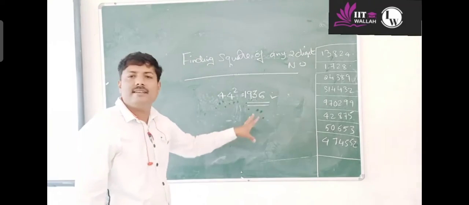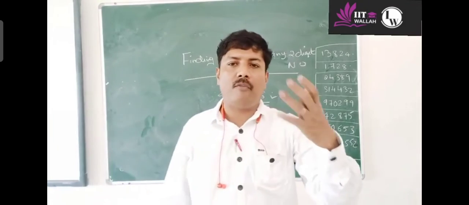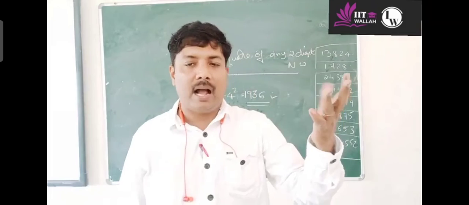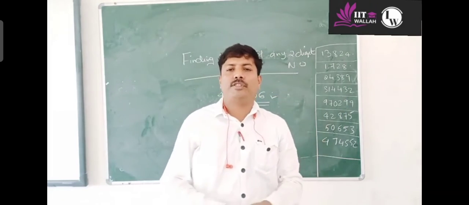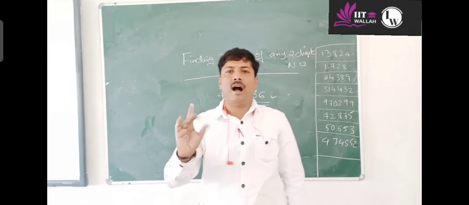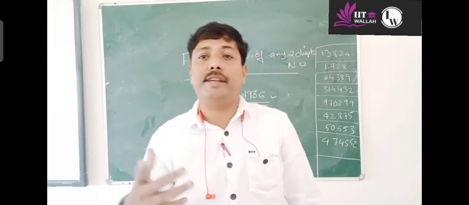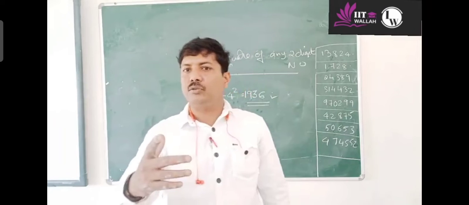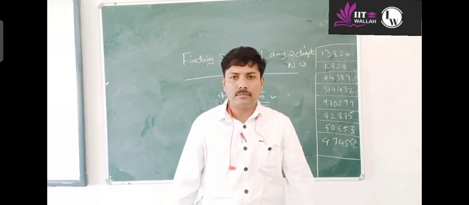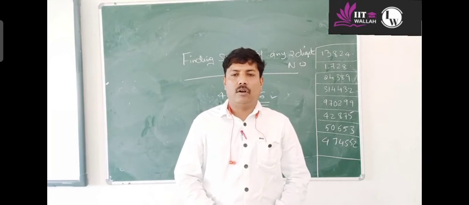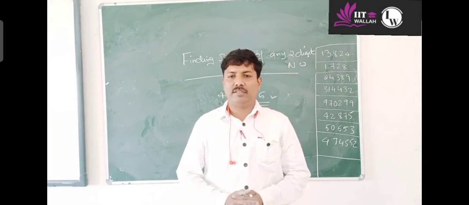So this is a very easy method to find the square of any 2 digit, 3 digit, 4 digit number. I will teach you 3 digit later and 4 digit after that. First of all you need to learn properly how we can find the square of any 2 digit number. Then only I can teach you 3 digit, 4 digit. 3 digit is also very easy. Okay? Hope all of you understood this properly.